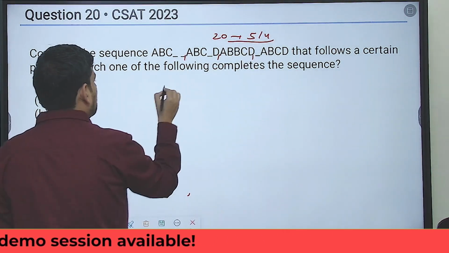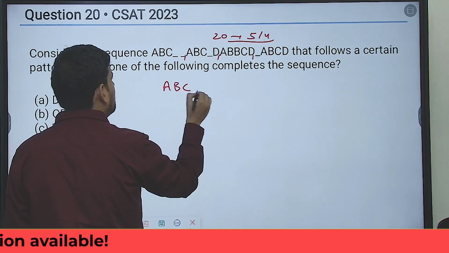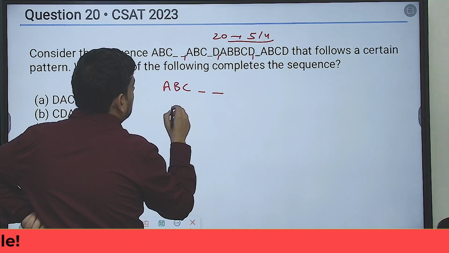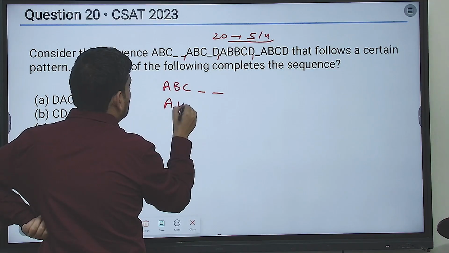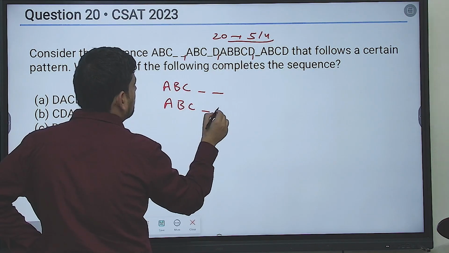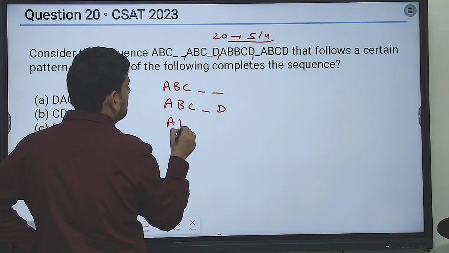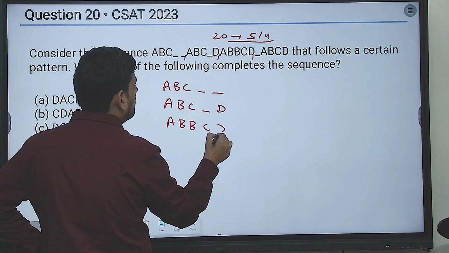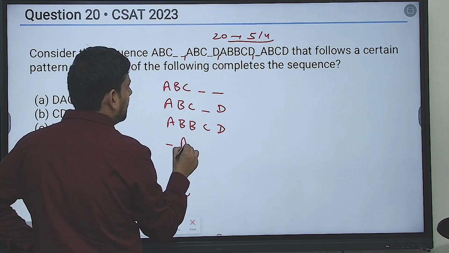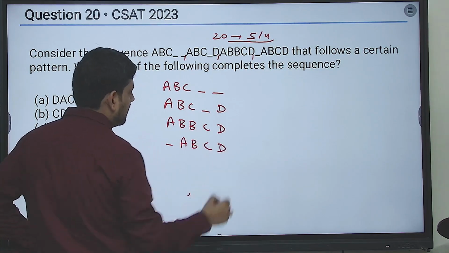So this becomes what? A B C dash dash. Then next is A B C dash D. Then next is A B B C D. Then dash A B C D.